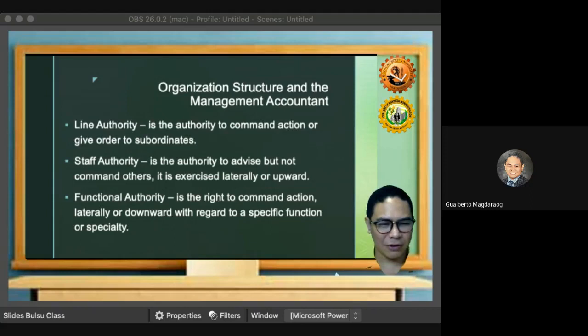Kailan tong functional authority na to? Is the right to command action laterally or downward with regards to specific function or specialty. So, again, nasa ilalim si management accountant. Hindi siya nasa higher departments o yung merong mga command authority to other departments. But sometimes, binibigyan siya ng special power para siya na ang mag-implement o mag-provide ng guidance sa pag-implement ng iniisip niyang proper processes or procedures to other department. Kasi in actual, yung management accountant na nagbibigay ng advice on how to do things properly, nagbibigay siya ng advice sa president, sa pinakamataas. Kasi di ba yung staff is lateral or upward.